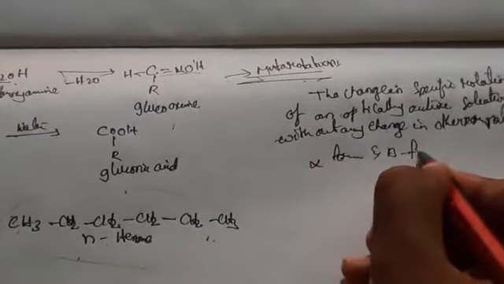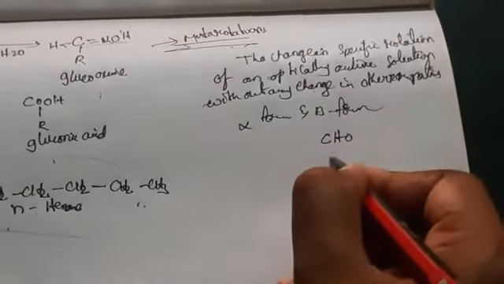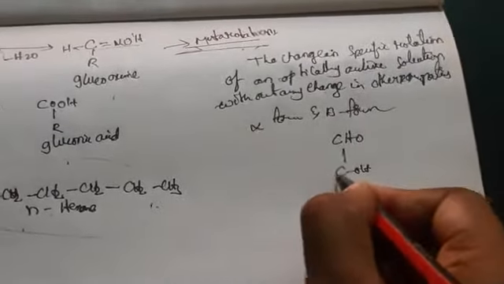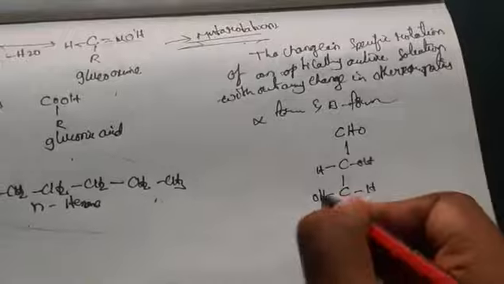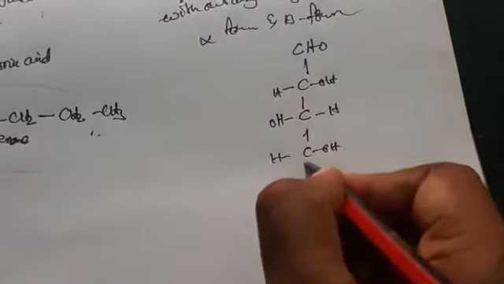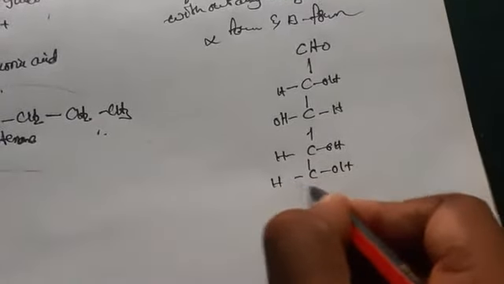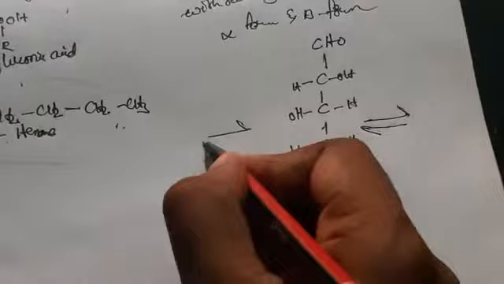and the beta form. Now let us take the general structure of glucose: CHO, OH, H, H, OH, OH, H, OH, H, CH2OH. So this is the general D-glucose. This is the general structure of glucose.